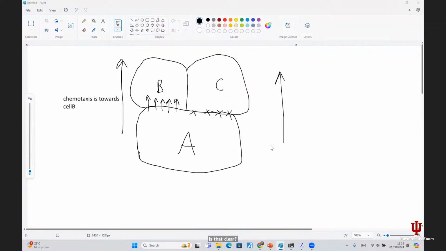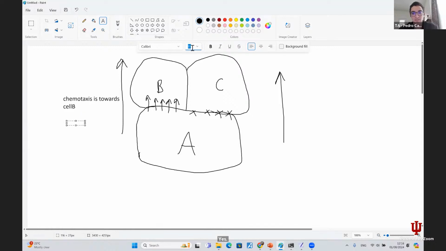Unfortunately not, at least not to me. The arrow points towards the higher concentration, right? Yes. So B is the cell which undergoes chemotaxis. No, A is the cell that undergoes chemotaxis. I'm sorry for that.